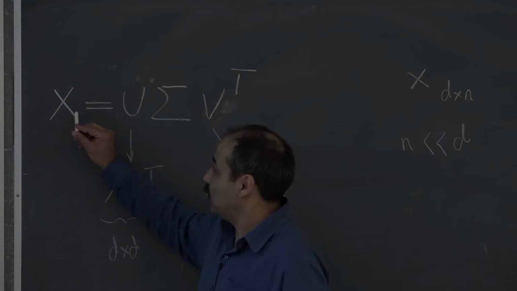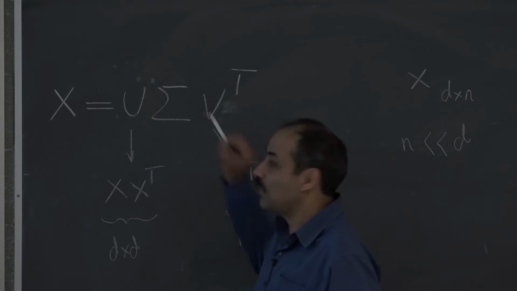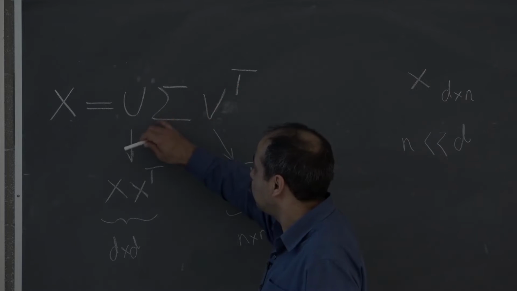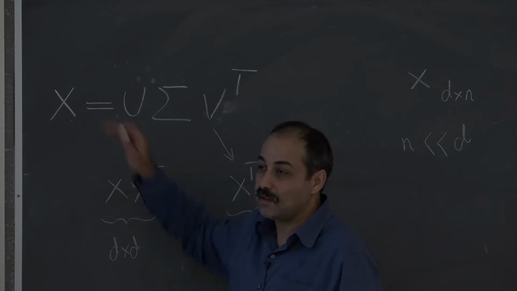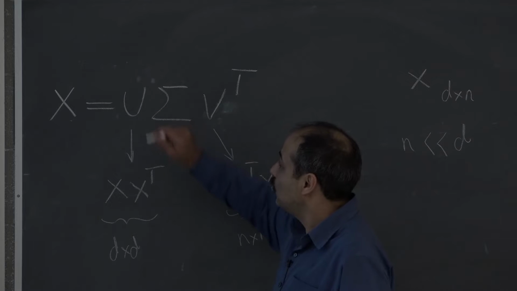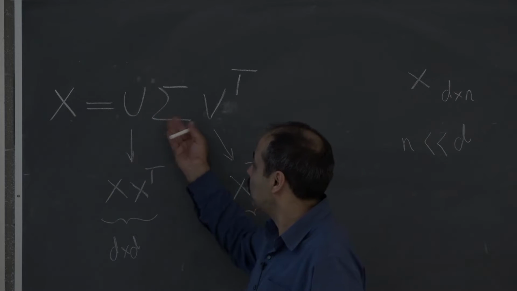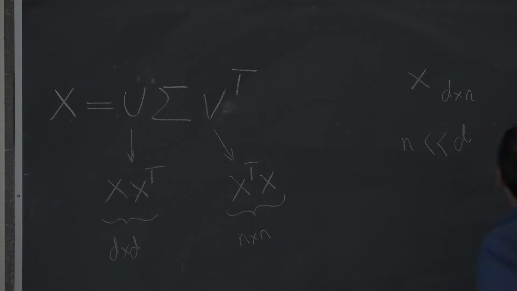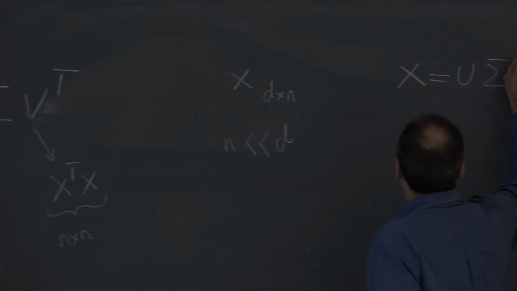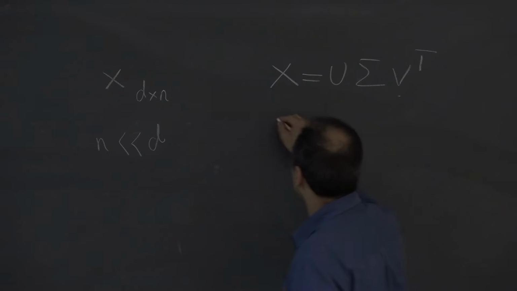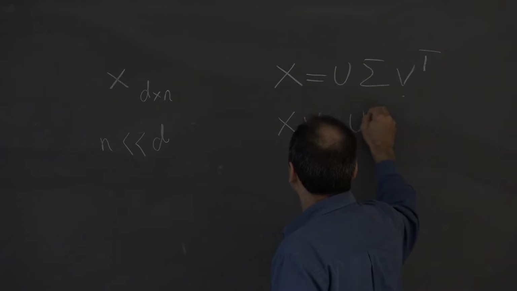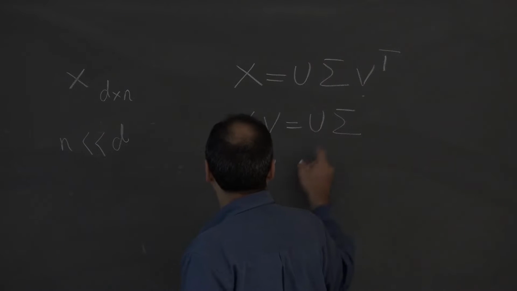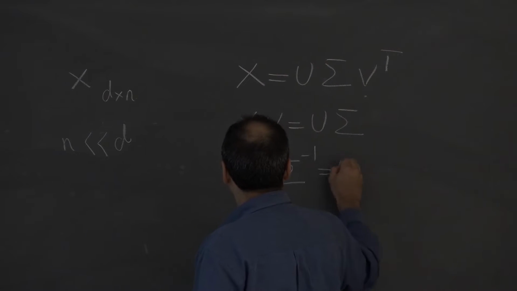You can see that according to singular value decomposition, X is U sigma V transpose, which means that there is a relation between V, U sigma, and X. So it means that U can be computed based on X, sigma, and V, right? Even if I don't have it. X is U sigma V transpose, and V is orthonormal. It means that XV is U sigma, and it means that XV sigma inverse is U.